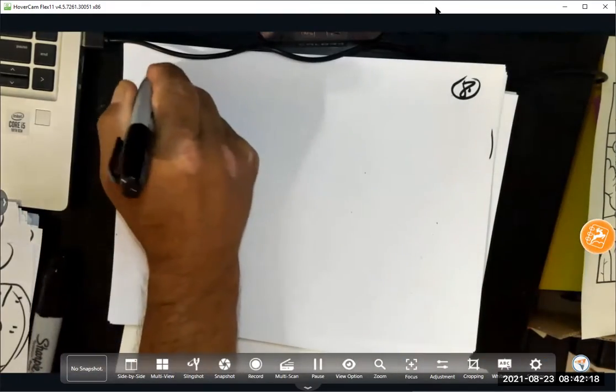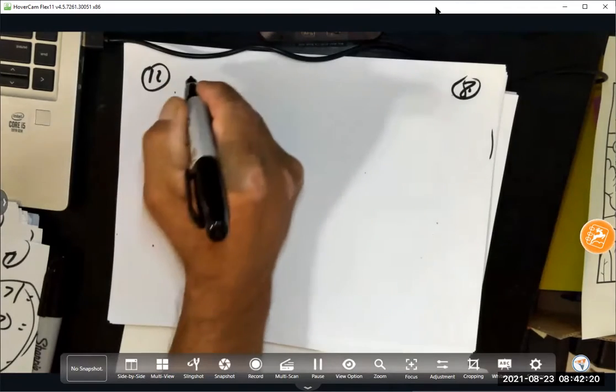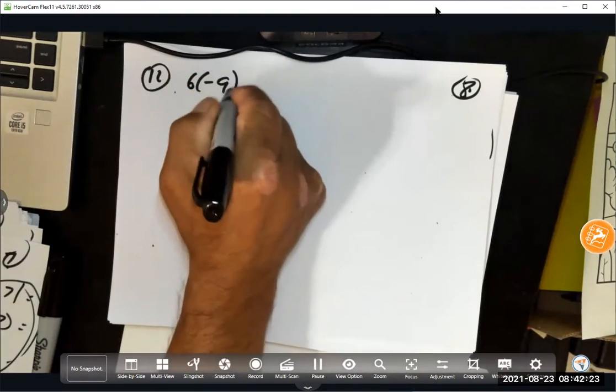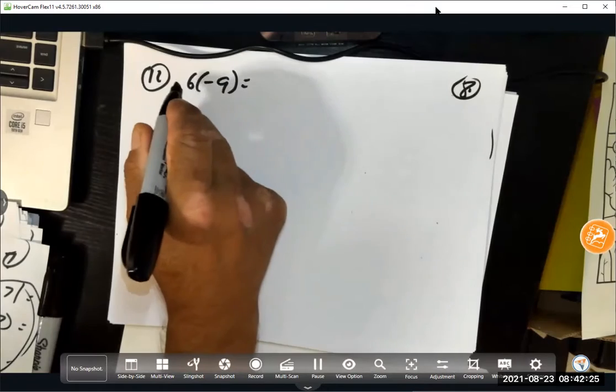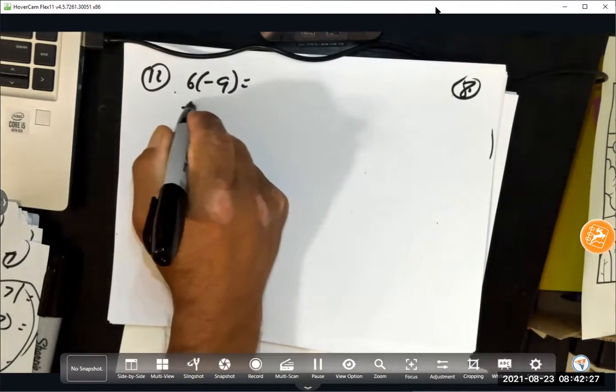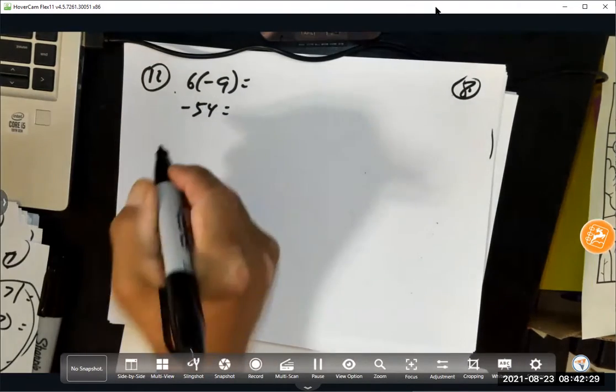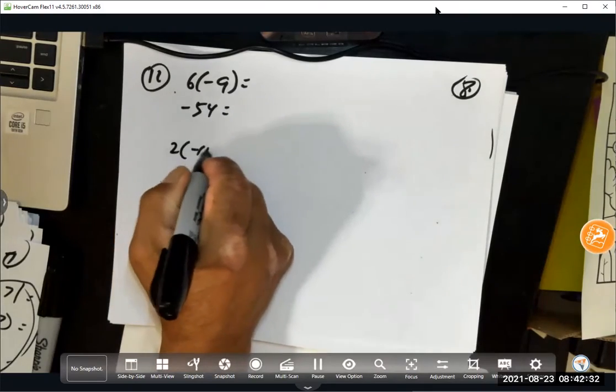Number 12. Number 12 says a positive times a negative. We did kind of those. Now it's going to be mixed. Positive and negative is going to be a negative something. The answer is negative 54. If I have a positive 2 times a negative 10, same thing.